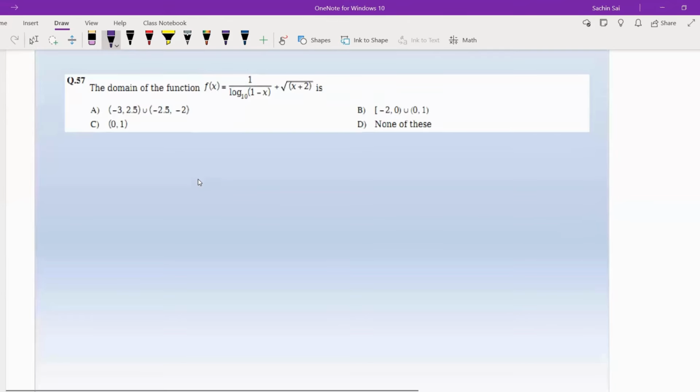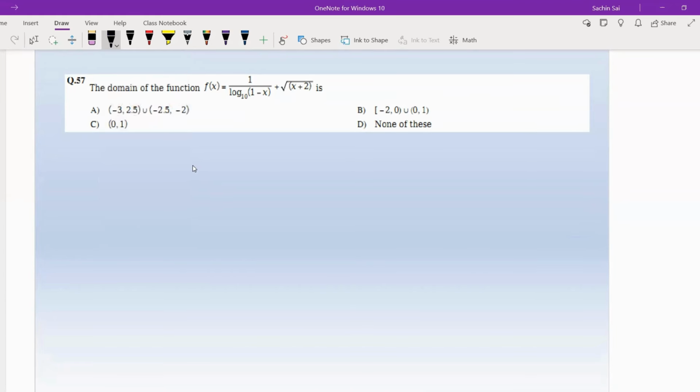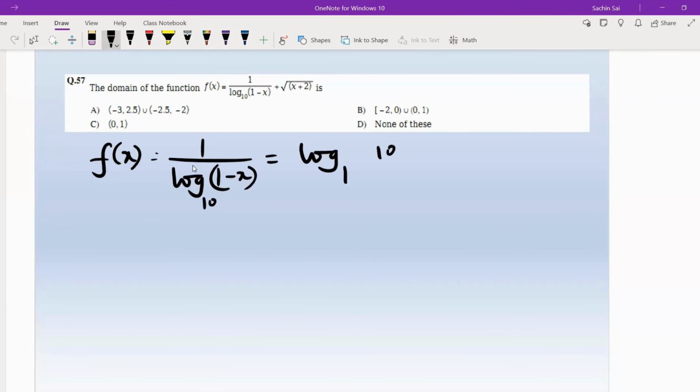You have a similar question in question 57. Domain of the function 1 by logarithm of 1 minus x to the base 10 plus root over x plus 2. So again, this function has two parts. You have to first find out where each individual part is defined, right? Now, f of x is 1 by logarithm of 1 minus x to the base 10. This can be written as logarithm of 10 to the base 1 minus x, right? 1 by log a to the base b can be written as log b to the base a. So I'm only talking about the first part of the function.